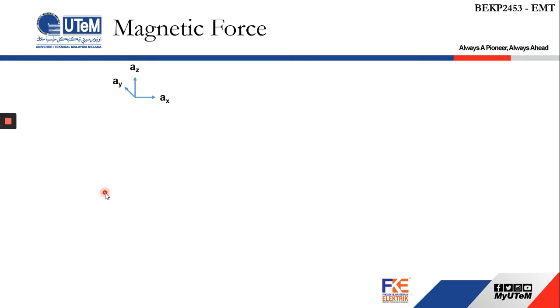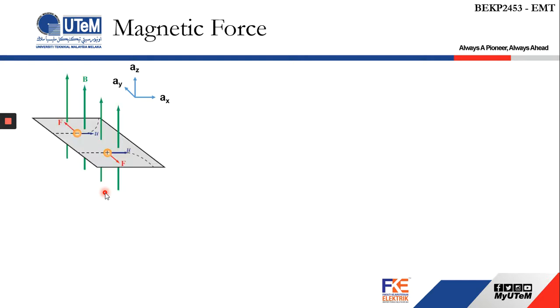Okay, so let's look at an example to understand more about the direction of the magnetic force. Let's say we have two charges. One is a proton, one is an electron. Both are moving in the positive X direction, and they are passing through a magnetic flux that is in the positive Z direction. Now, as you can see from the figure, the direction of the force is opposite.